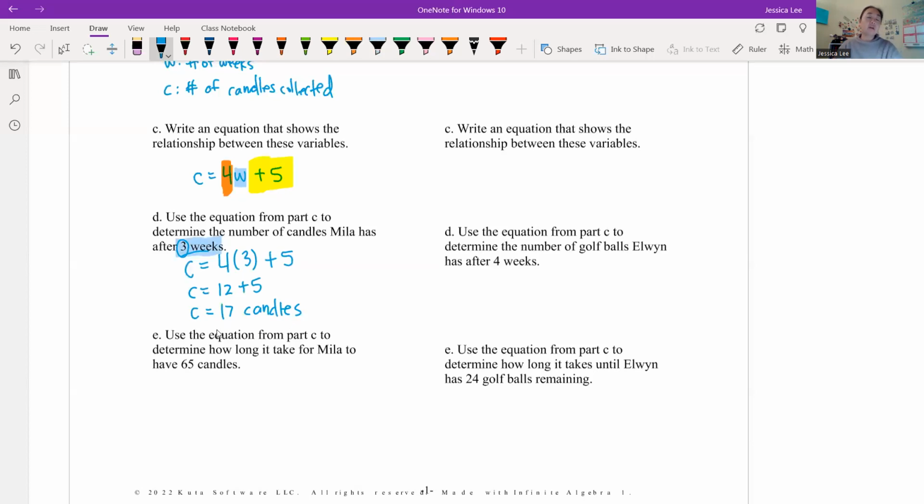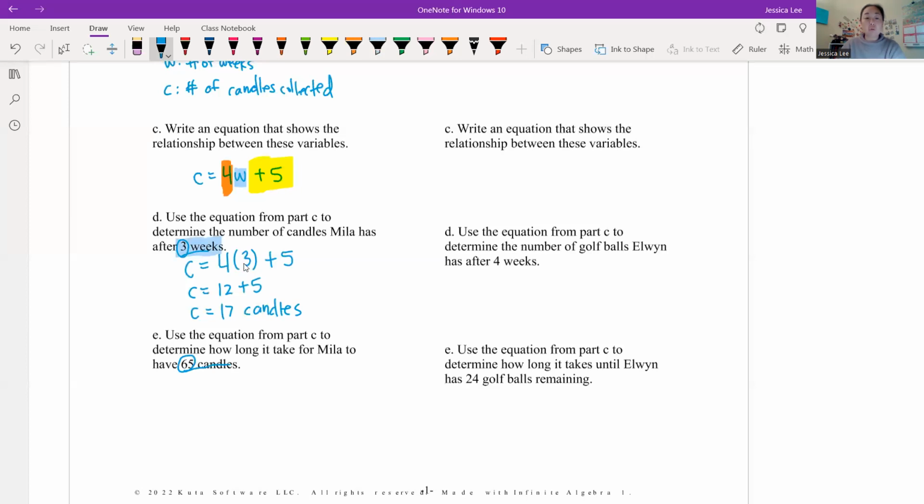So she's going to have 17 candles after 3 weeks. Again, we're going to do the same thing, but now we're going to determine how long it's going to take Mila to have 65. Now, 65 candles, I don't even know where we're going to put all that, right? So we have 65 candles.